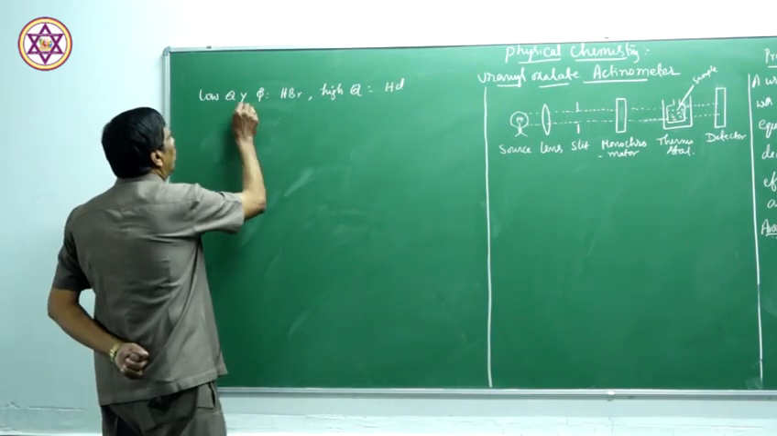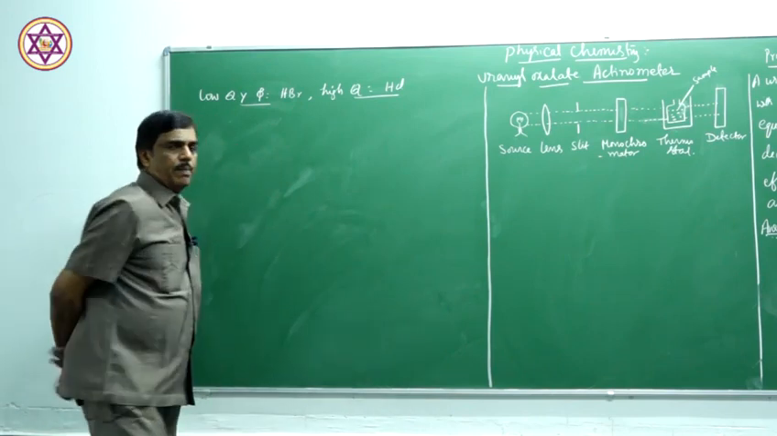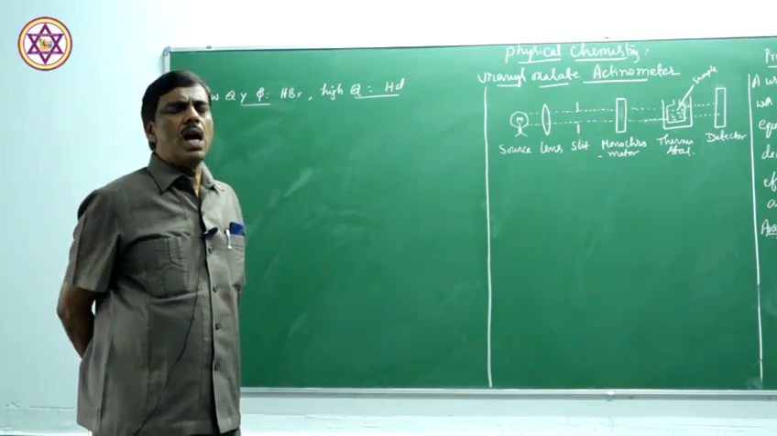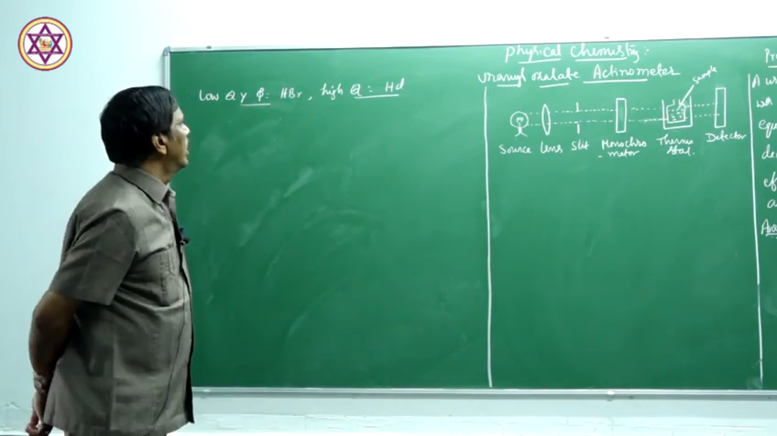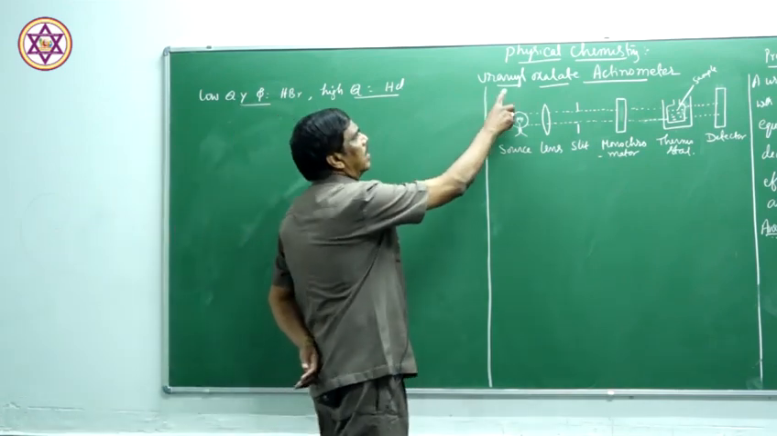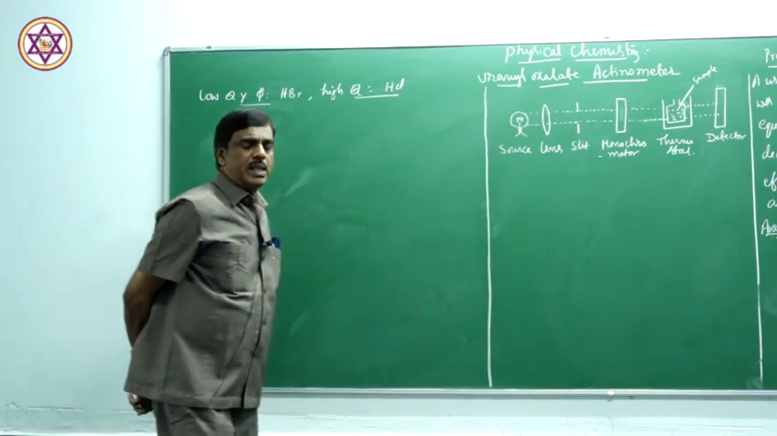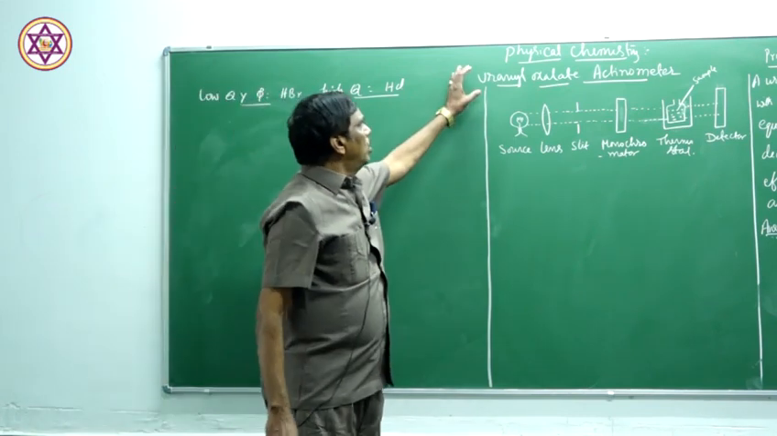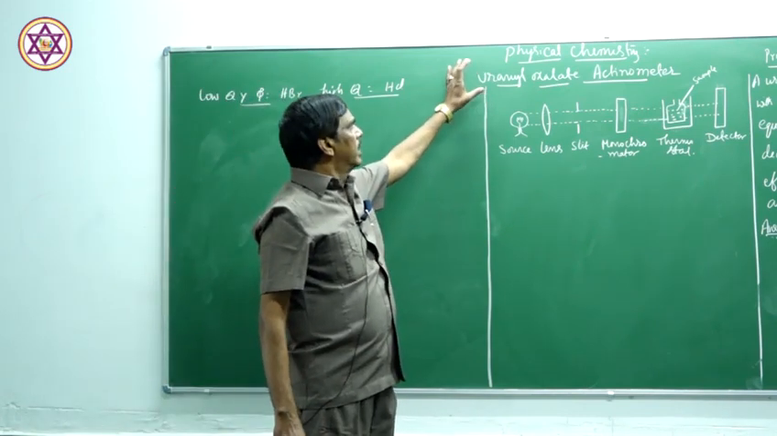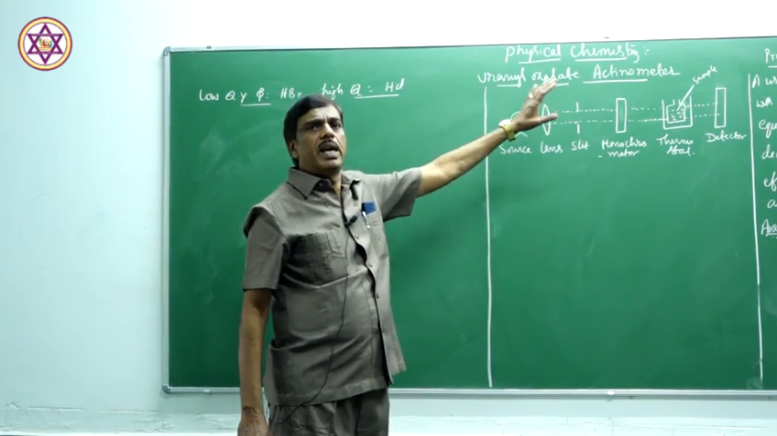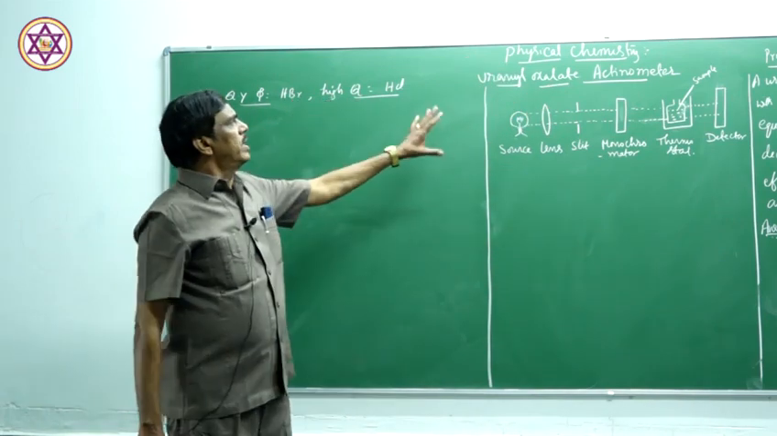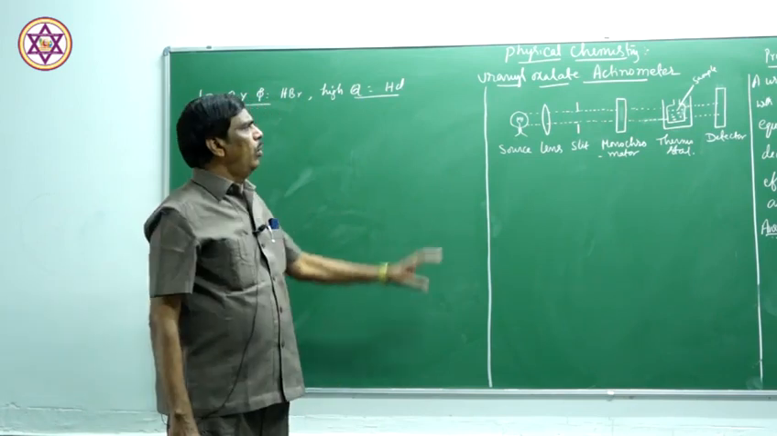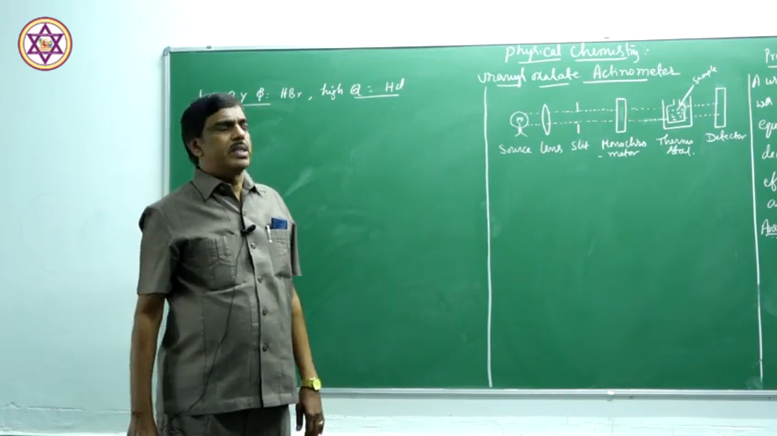So to measure this quantum yield, low or high, we use an instrument called the uranyl oxalate actinometer. There are several actinometers in use. The commonly used actinometer is the uranyl oxalate actinometer. What is this uranyl oxalate actinometer? How does it work? That we shall study here.